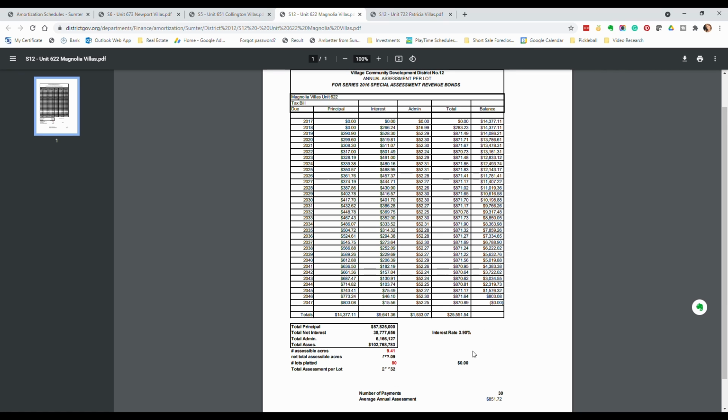This is another section. You can see the interest rate down here is lower. These villas, I should say, the bond balance is $14,000, but they'll end up paying back $25,000. These homes were built in 2017, so it's a 30-year bond. And this will show up on your tax bill, which I'm going to show you next.